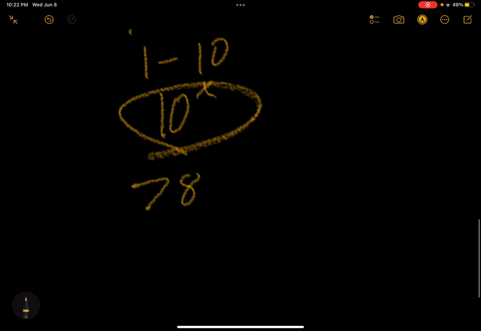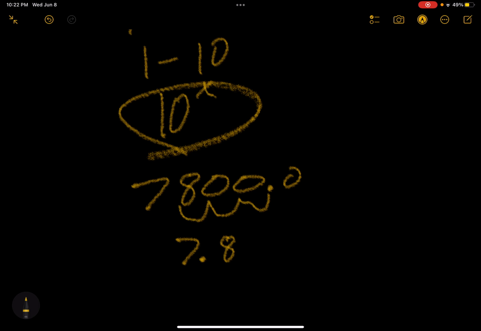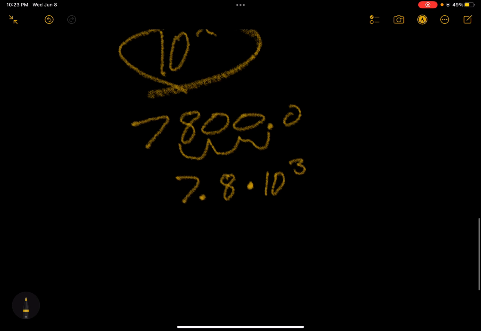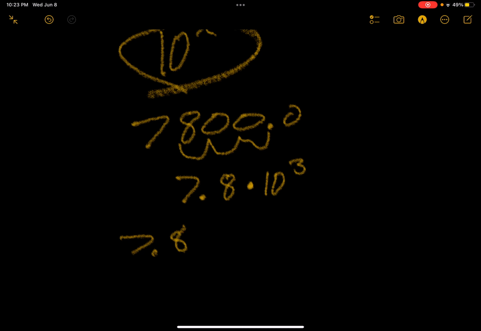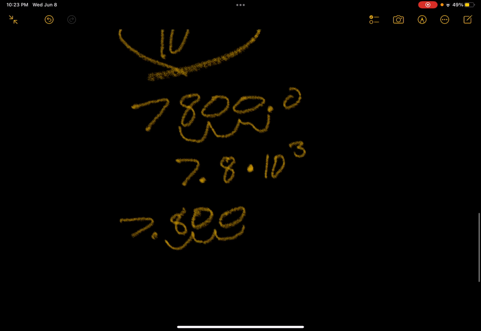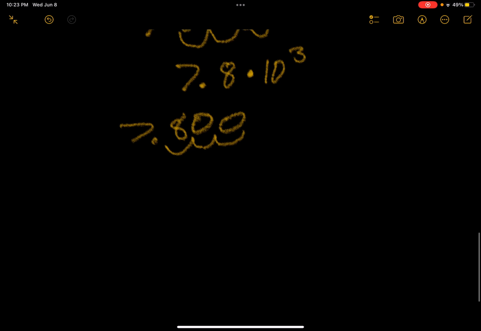So now 7,800. Well, let's see, this is the decimal point. We can move it 1, 2, 3 places, giving 7.8, times 10. Since we're moving it back, you have to multiply this by 10 to the third, or 1,000. If we multiply this by 1,000, all we do is move the decimal point 1, 2, 3 places, and we get 7,800 as well. That is basically what scientific notation is.